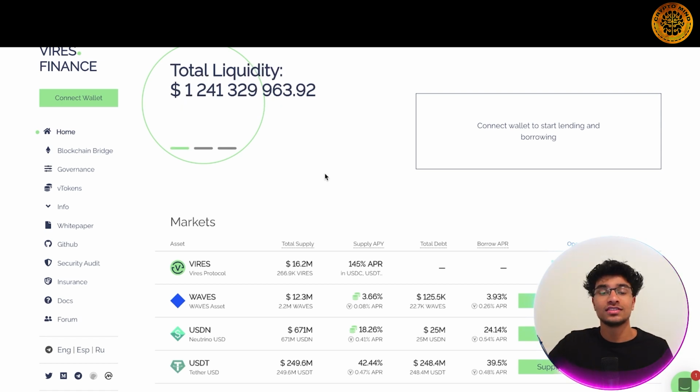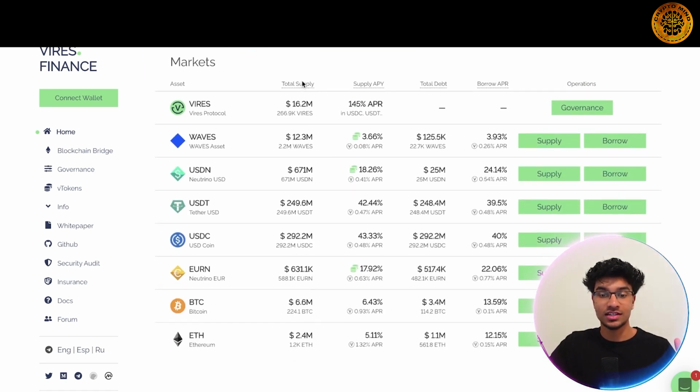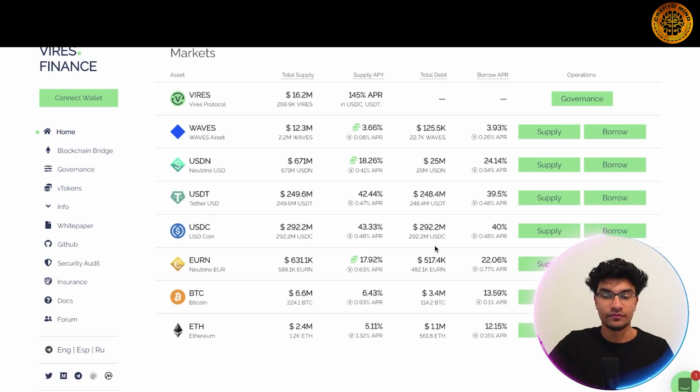As you can see, they mention over here their total liquidity, which is 1.2 billion or a little over that. This is the total supply of all their market assets right now, collectively ETH, BTC, USDC, USDT, and all these assets over here. So that is the total liquidity of this platform. And in this column is the total debt for each asset that they are giving out. So this is a great opportunity if you are wanting to borrow any of these assets.